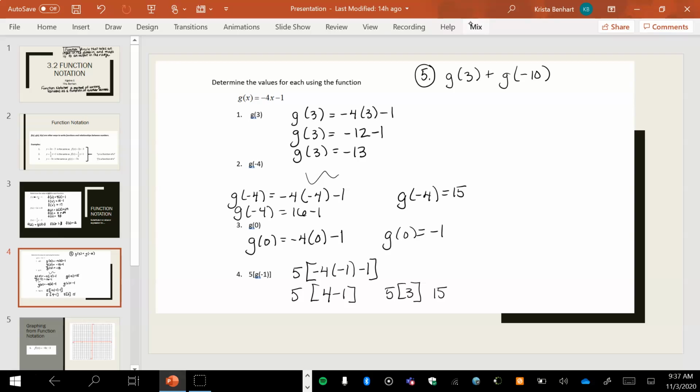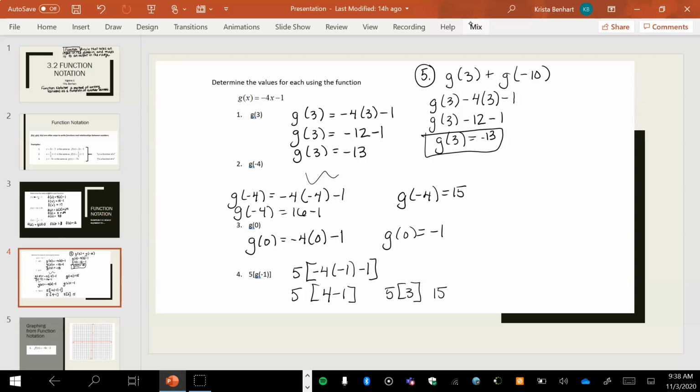Let's do it over. So the g of 3 would be negative 4 times 3 minus 1. Okay, so I have the g of 3 is negative 12 minus 1, which is negative 13. All right, there's one of the pieces.